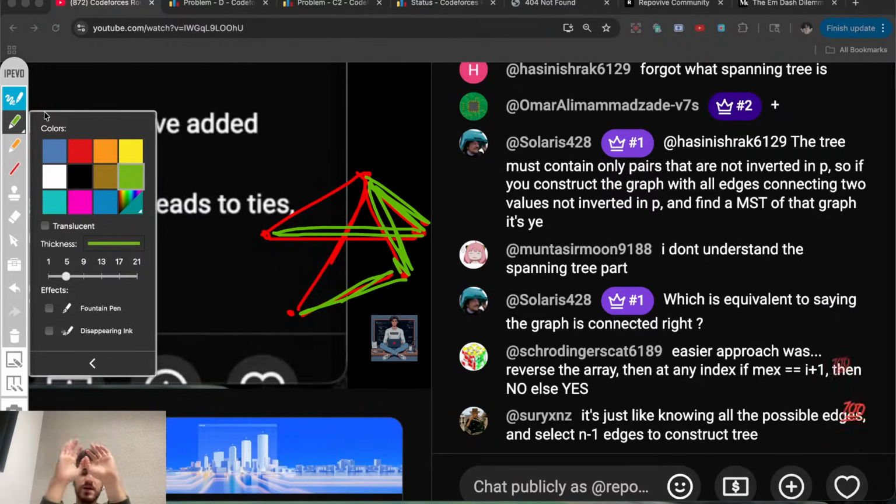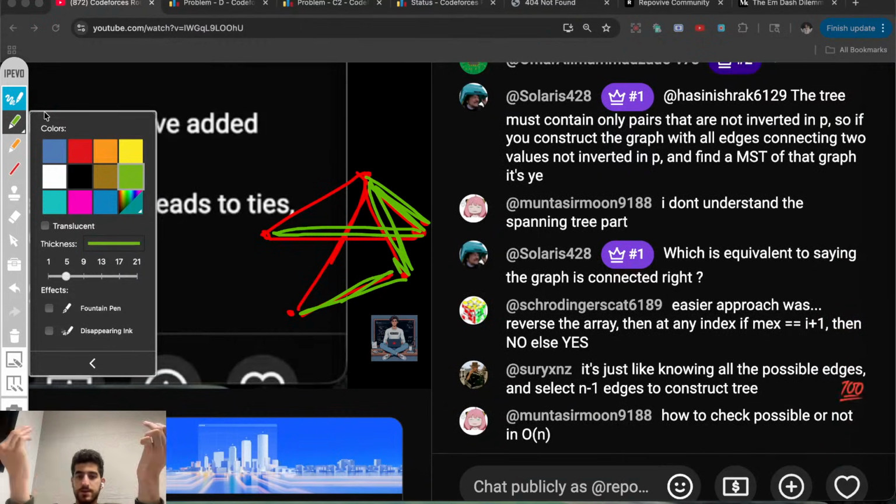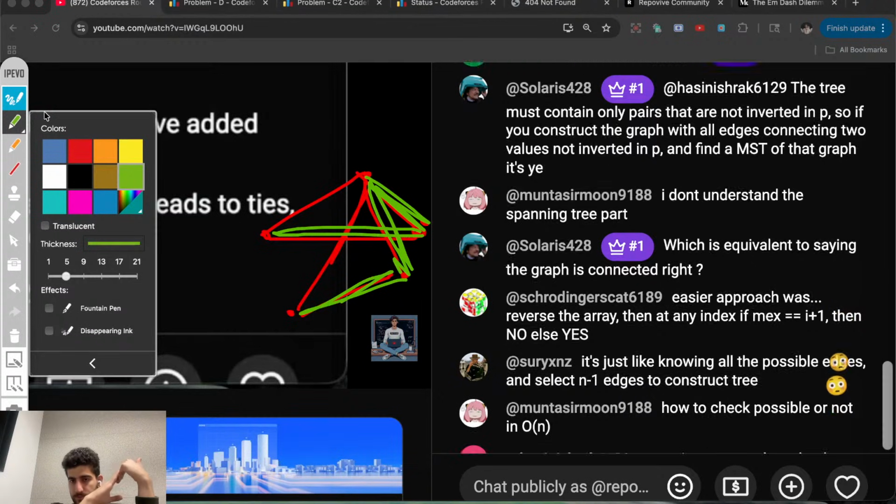Is it clear now? The spanning tree parts, remember, forget the fancy word. Just understand what it means. I have some edges. I want to say, can I take a tree out of it or not? And how can I check if I can take a tree out of it or not? How can I check that?